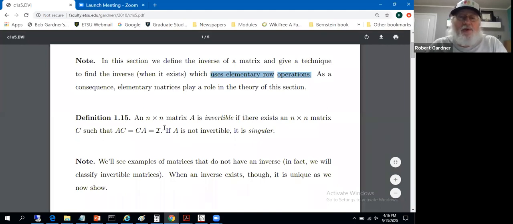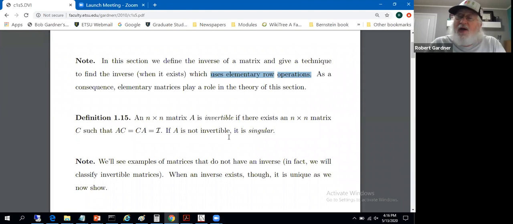The formal definition: an n by n matrix A is said to be invertible if there exists an n by n matrix C such that A times C equals C times A equals the identity. If A is not invertible, then it's called singular.